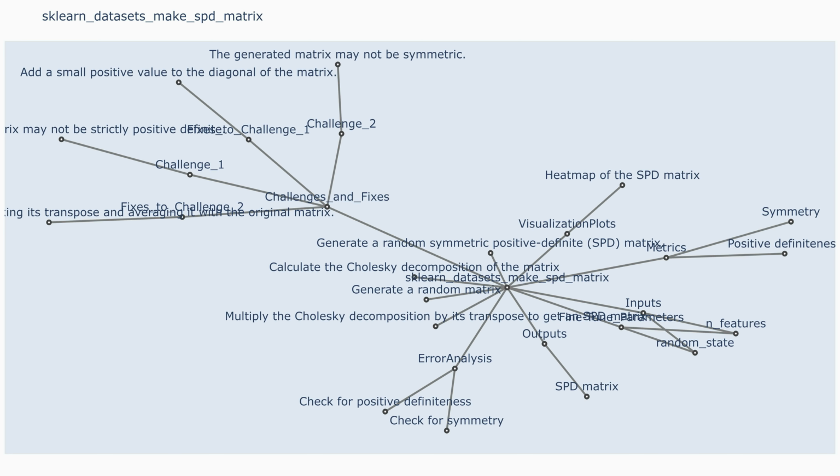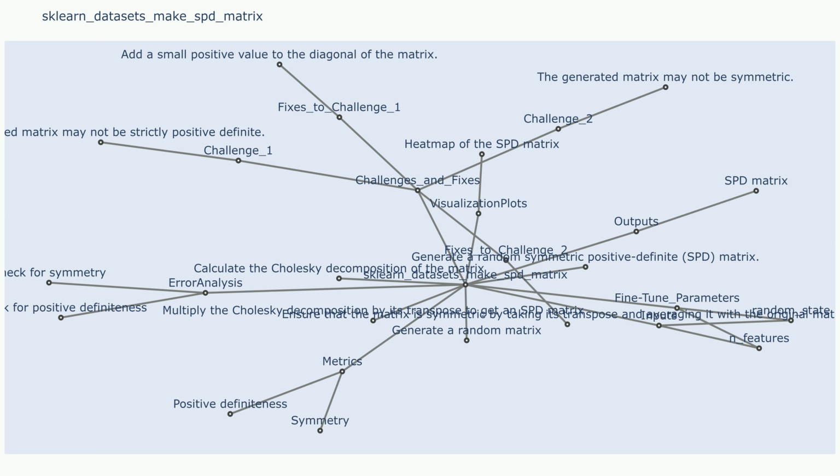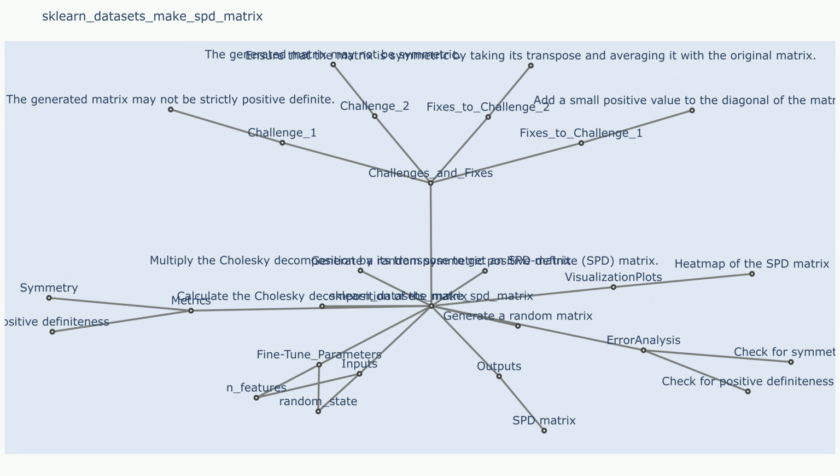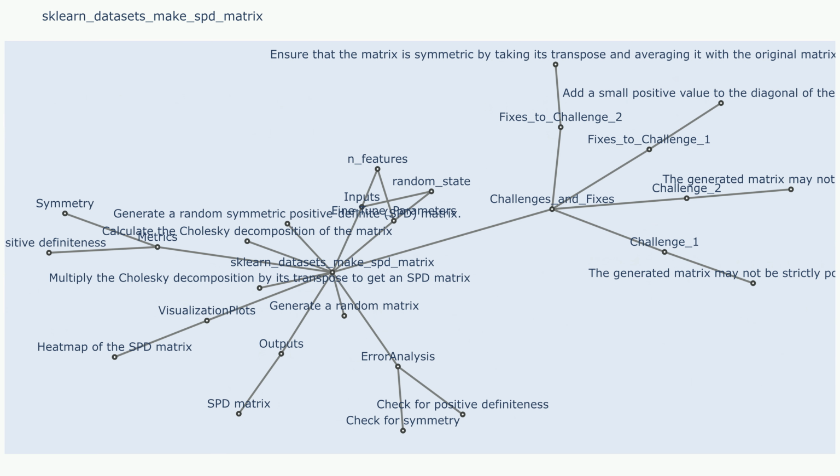sklearn.datasets.make_spd_matrix. Description: this function generates a random symmetric positive definite (SPD) matrix. SPD matrices are important in various areas of mathematics and statistics, including linear algebra, optimization, and machine learning. They are used to represent covariance matrices, kernel matrices, and other positive definite structures. Inputs: n_dim, the number of rows and columns of the generated SPD matrix.